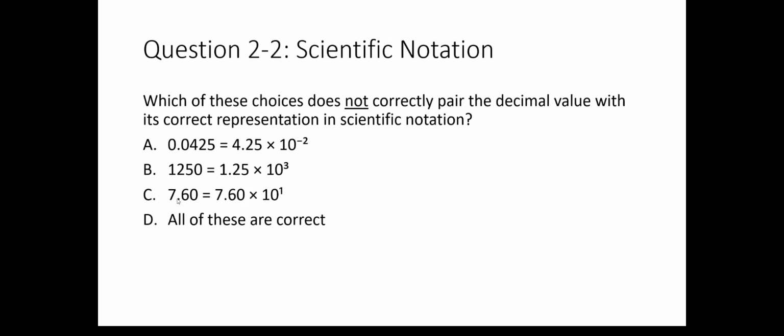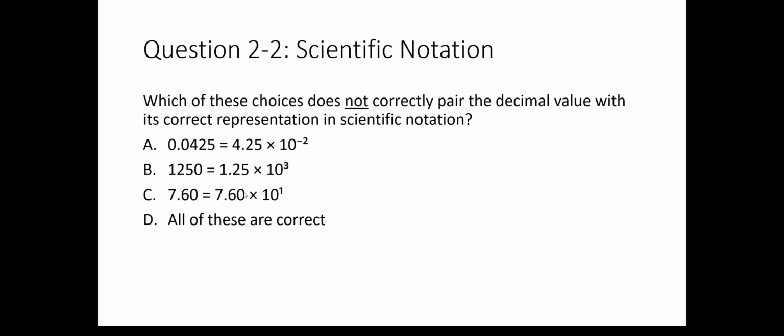If they move the decimal 1 to the left, it would be 0.760 times 10 to the 1 or whatever, but they didn't move the decimal at all. If you don't move the decimal at all, what would the power of 10 be? You don't move the decimal at all, it'd be 0. Okay. 7.60 times 10 to the 1 is 76. That's 76. So this is good.